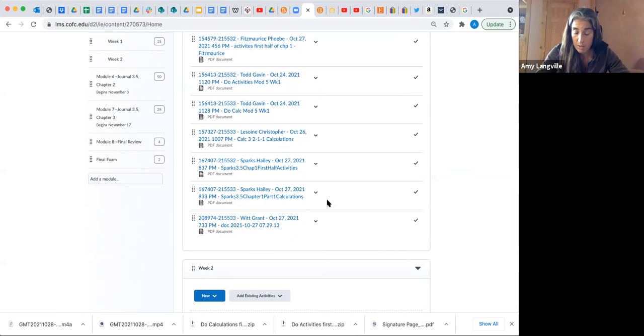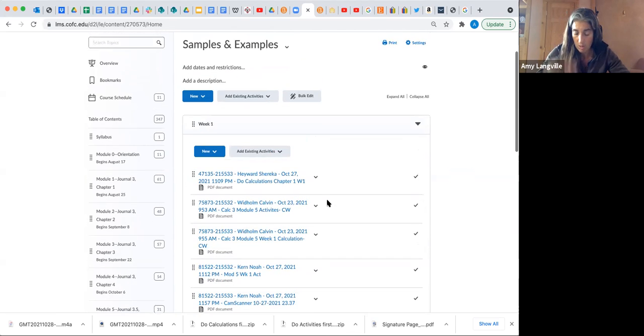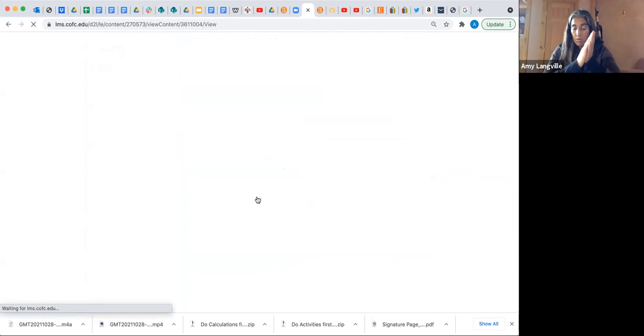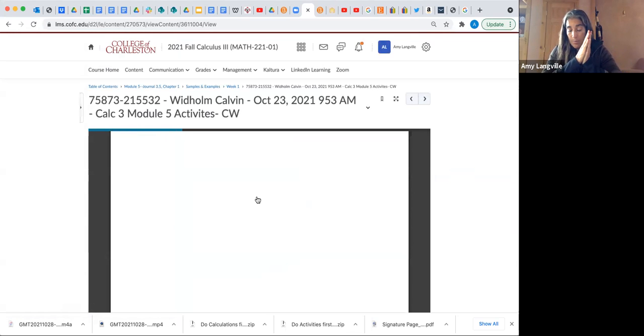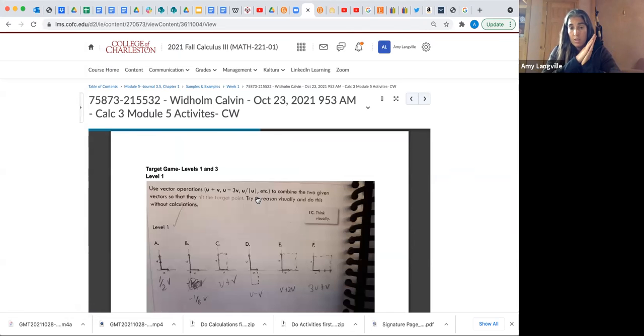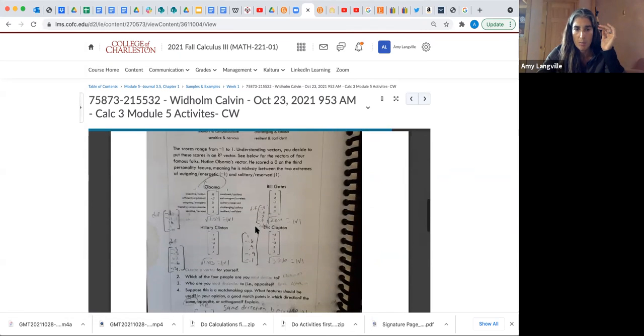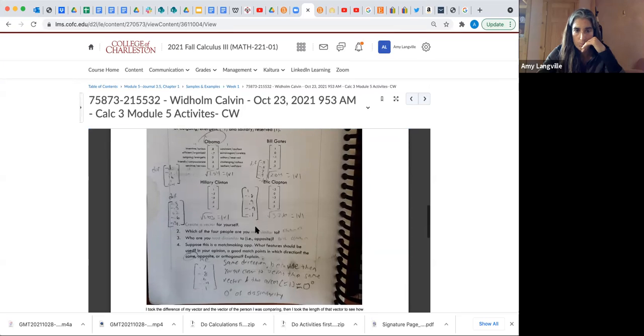On the personality match, so many people chose to do that one. There was some confusion about what we were looking for. Let's take a look at Calvin's for this one. You needed to find the angle or the dot product between these. It was a nice job on the target game for most everybody, but you need to go ahead and do some calculations.